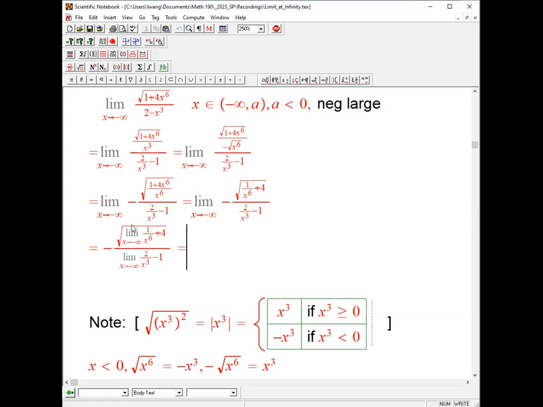So now, according to this theorem, that piece is 0, that piece is 0. What do we get? Let's see what we get. So this is 0, that is 0. So root 4 is 2 over negative 1, and there's another negative sign. So the final answer is a positive 2.